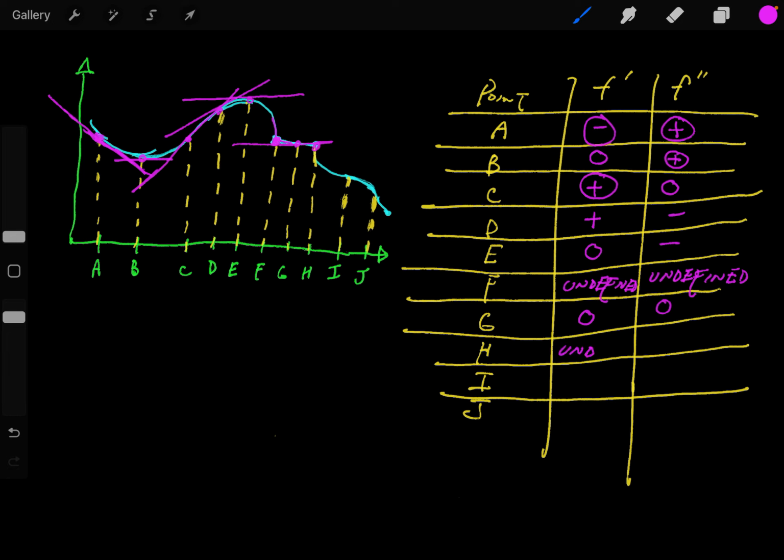Is that right? Yep. Oh, wait. Yep, that's correct. Okay, good. I was making sure that I sketched my graph right.